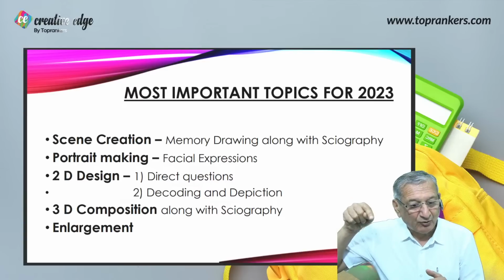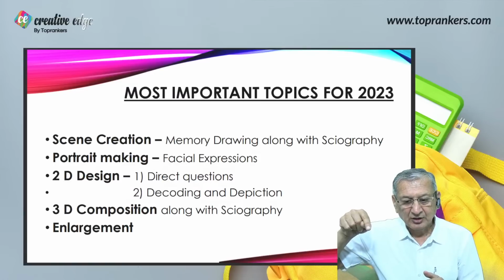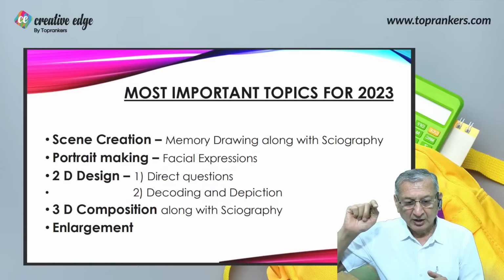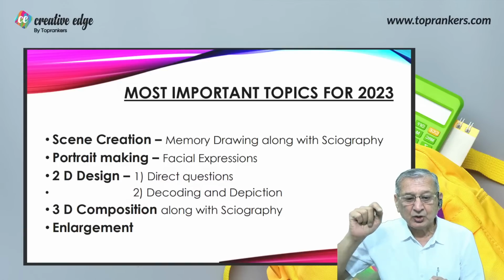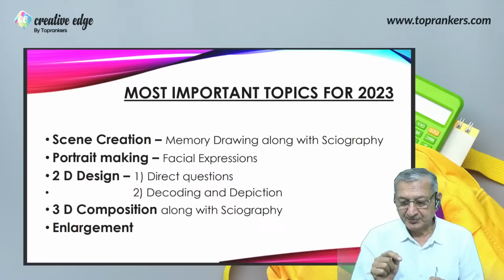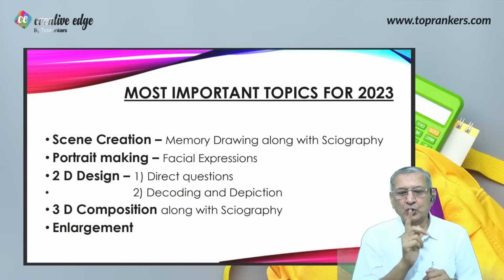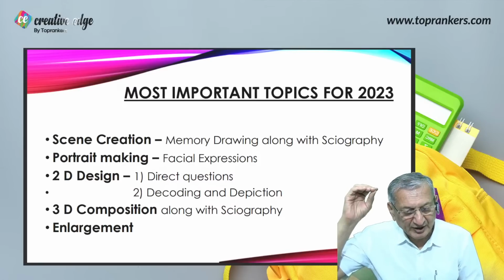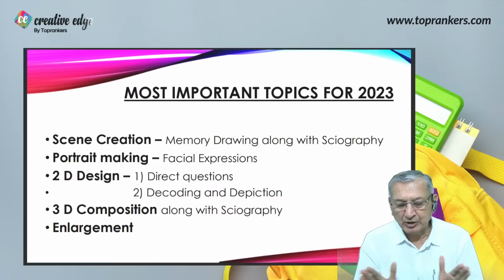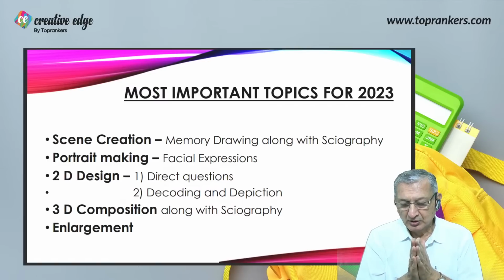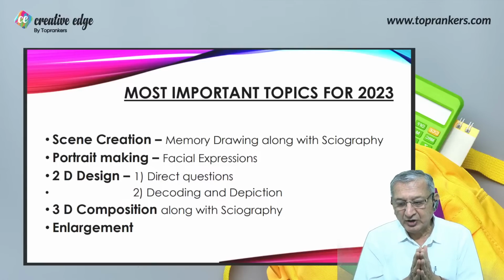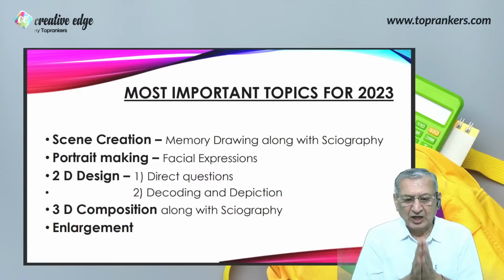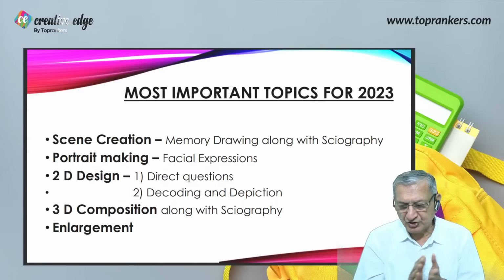Now, the one I was talking about, depiction with decoding, is a 2D question. Very few people know about it. Many even design teachers are unable to decode. So this becomes my USP, Creative Edge USP, that we tell you how to decode a given portrait, a given scene, a given picture.